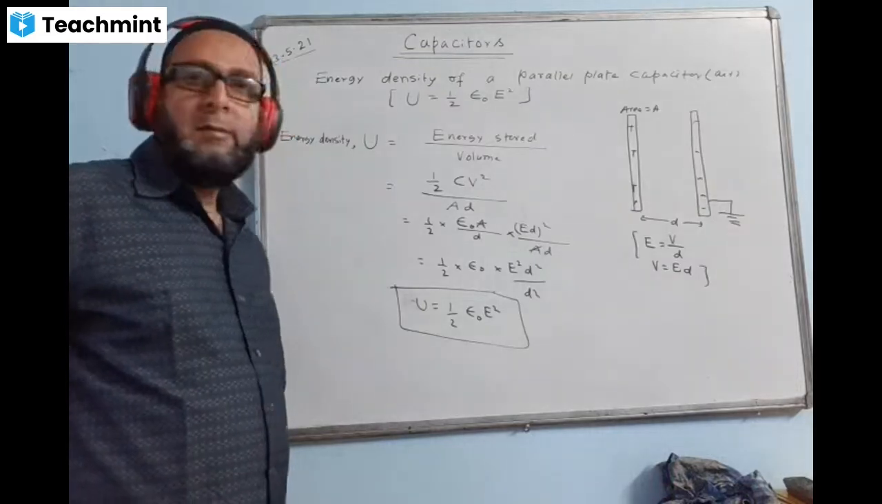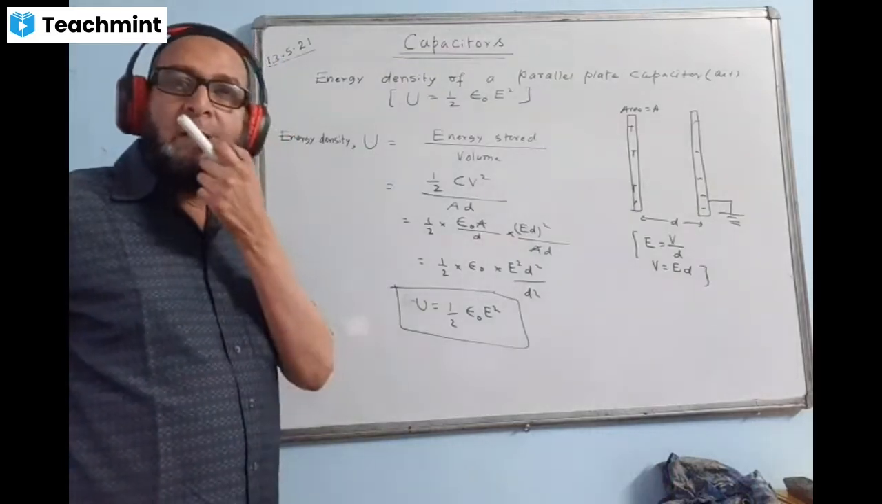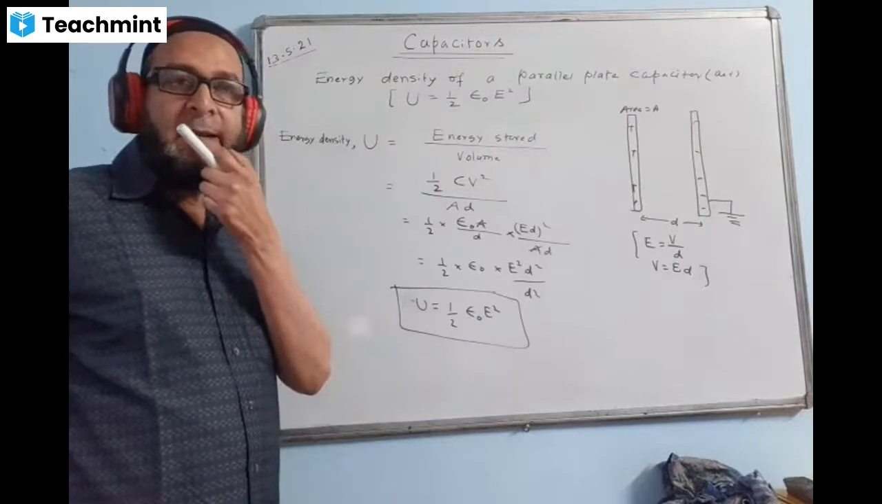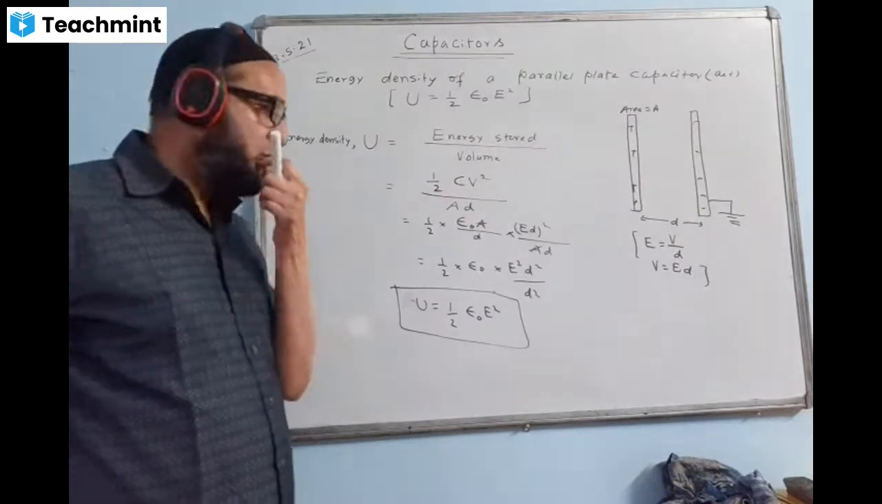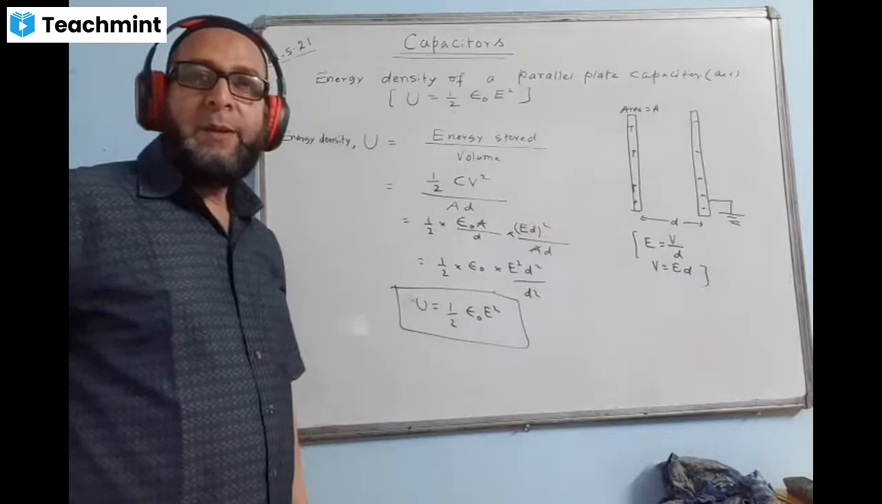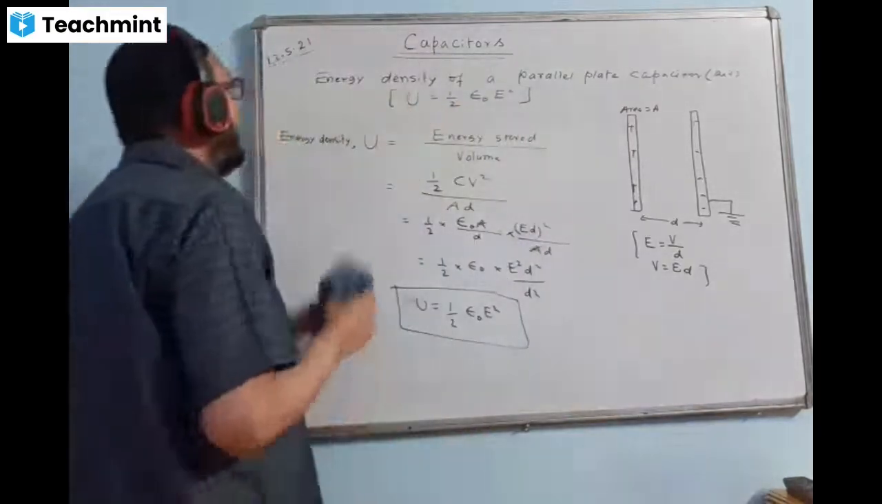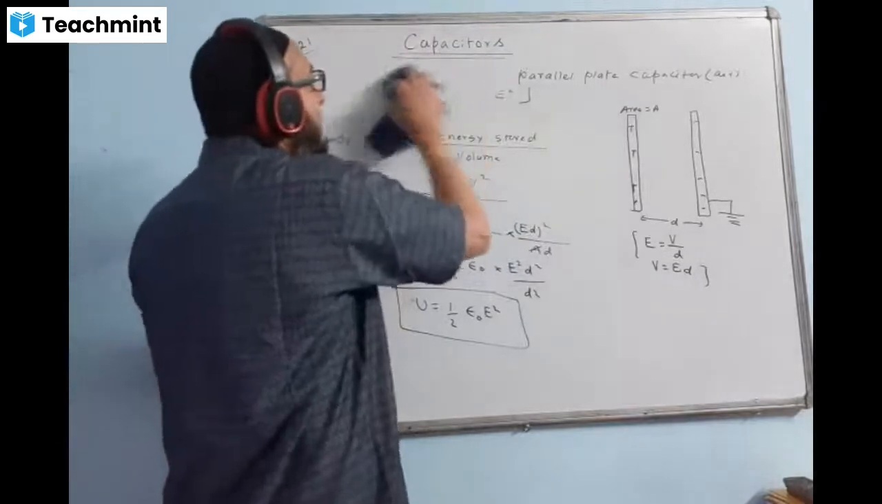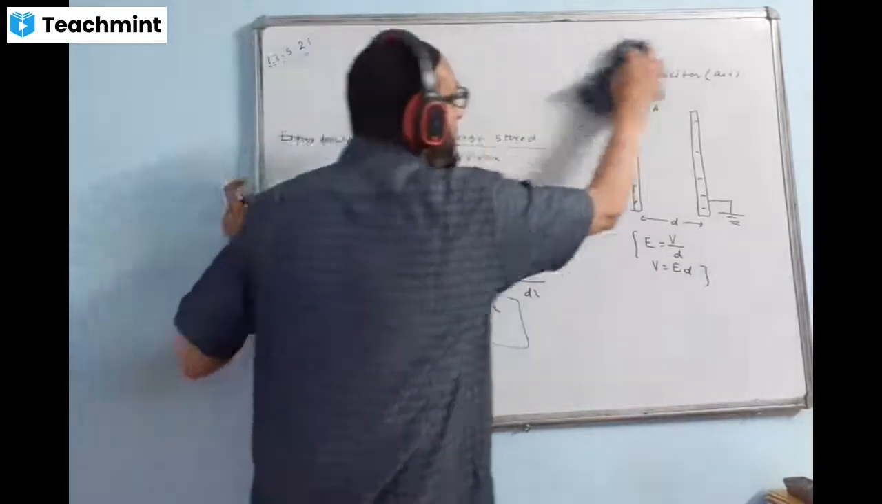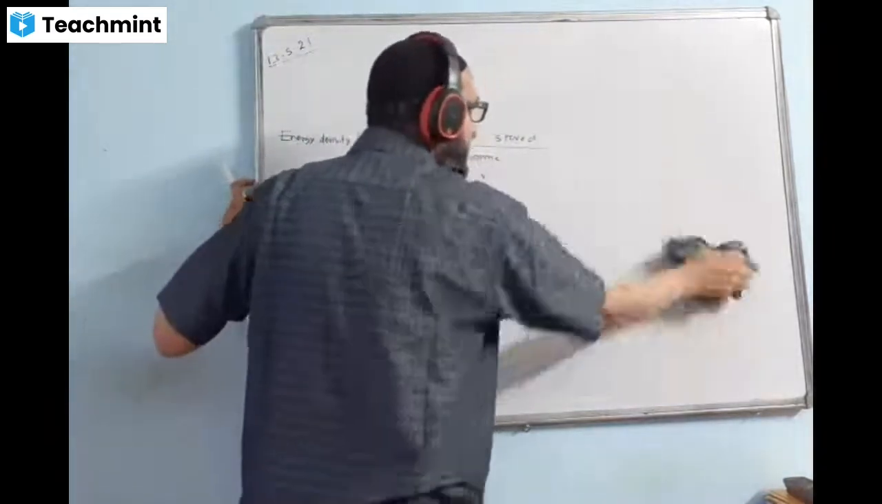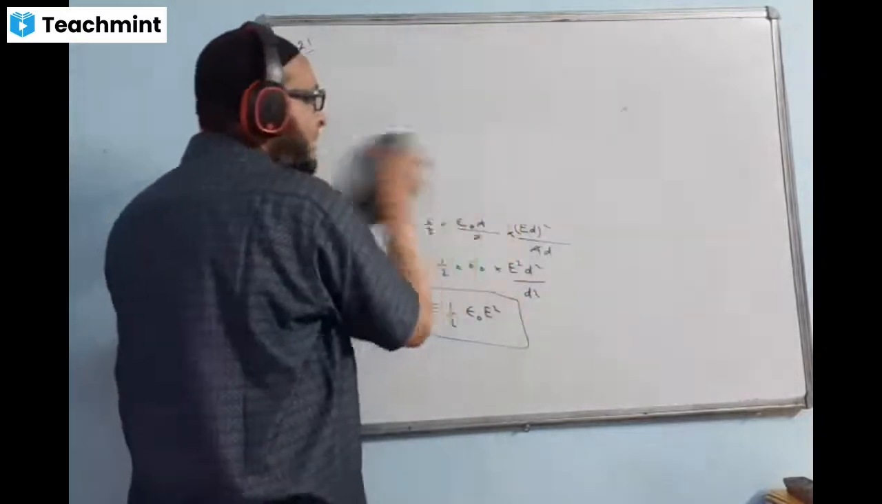So this was the theory part of the chapter capacitors. We finished all the theory portions. Now you have to do the numericals. We'll do the numerical problems the next day. Next class we'll start numericals. Numericals are not many, so we'll finish them and we'll start current electricity.